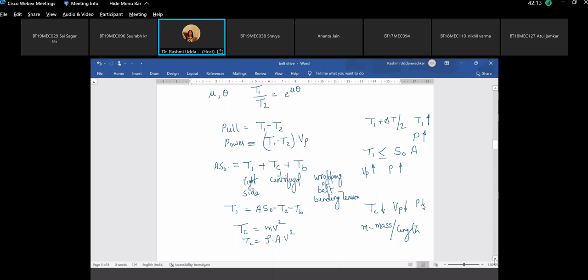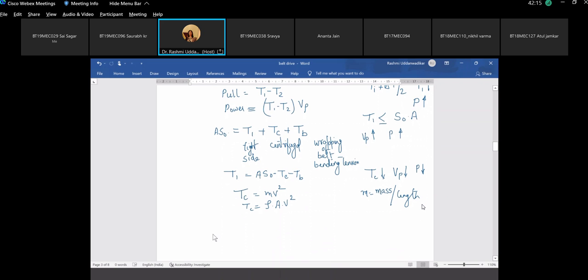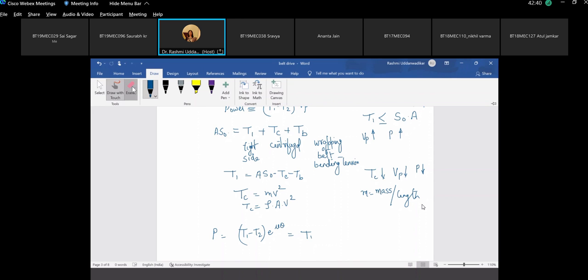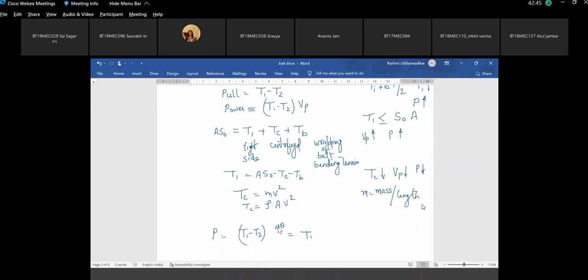And if we rewrite the expression for power transmission, which is T1 minus T2, e raised to mu theta, if I consider this ratio, this I'm writing: T1 minus T2 into Vp.